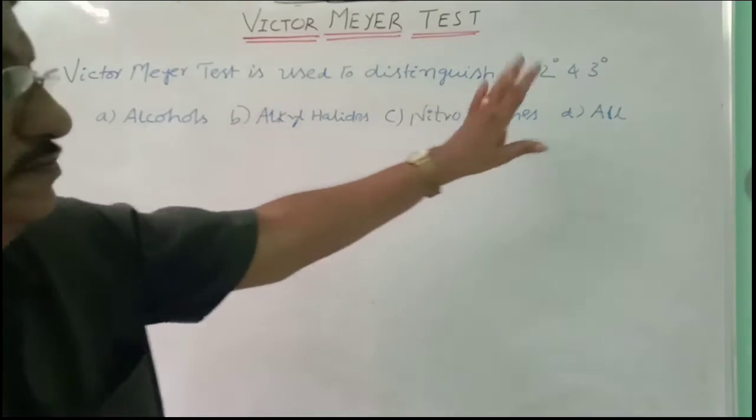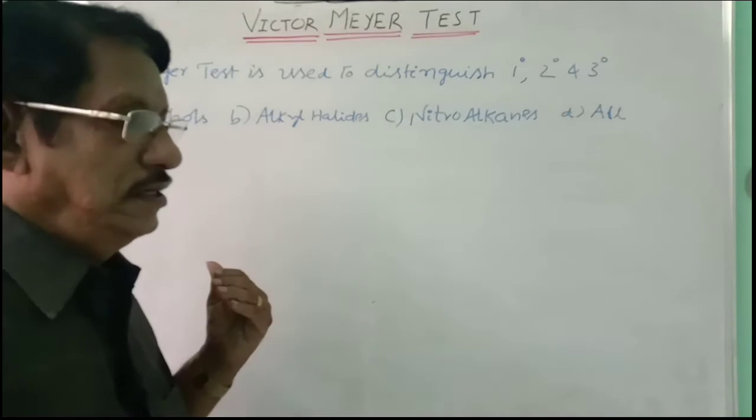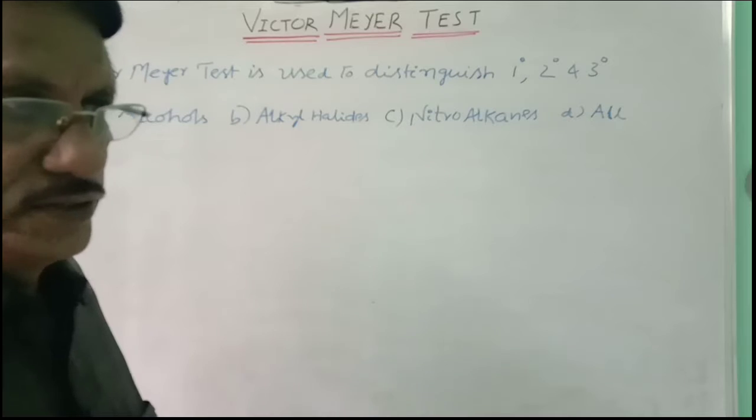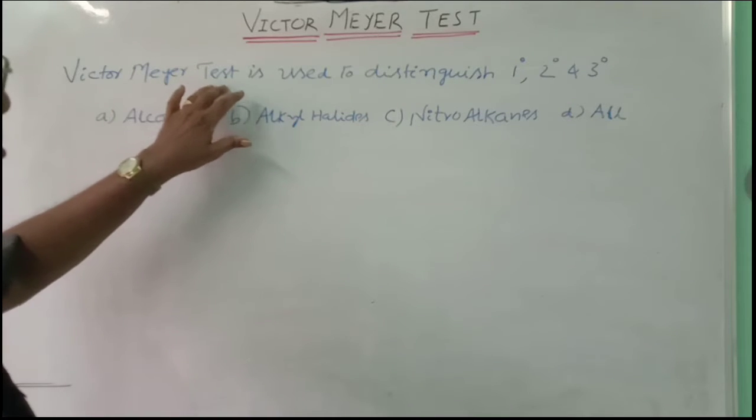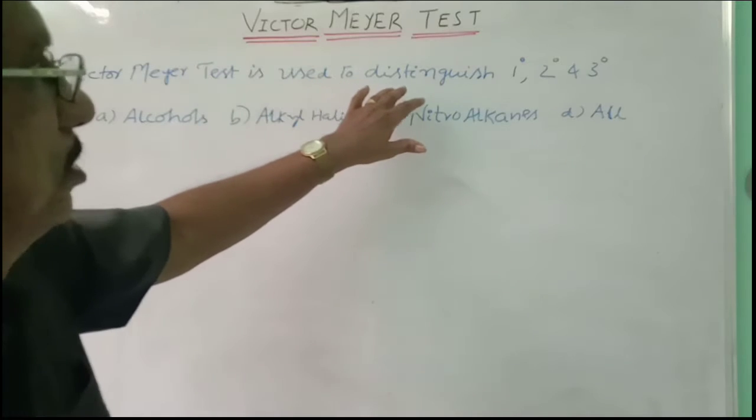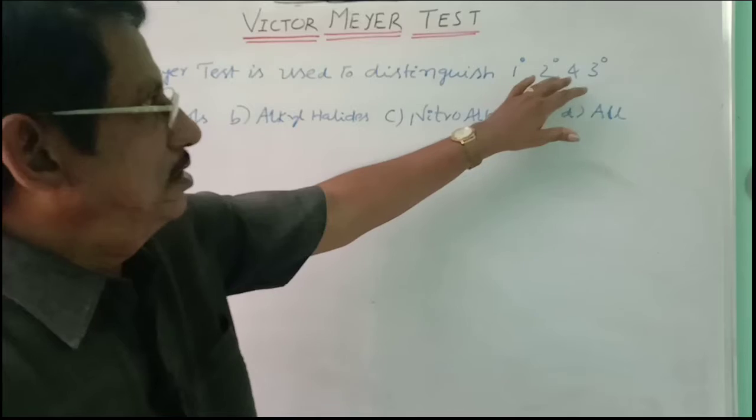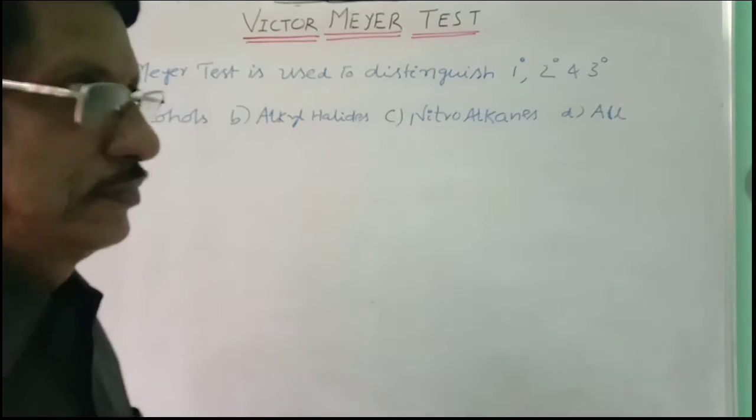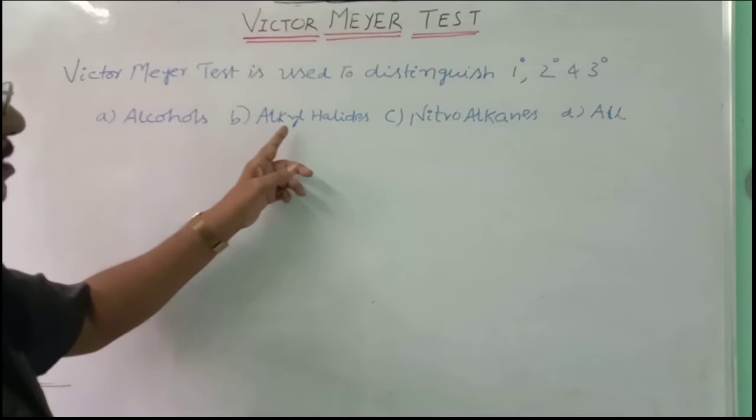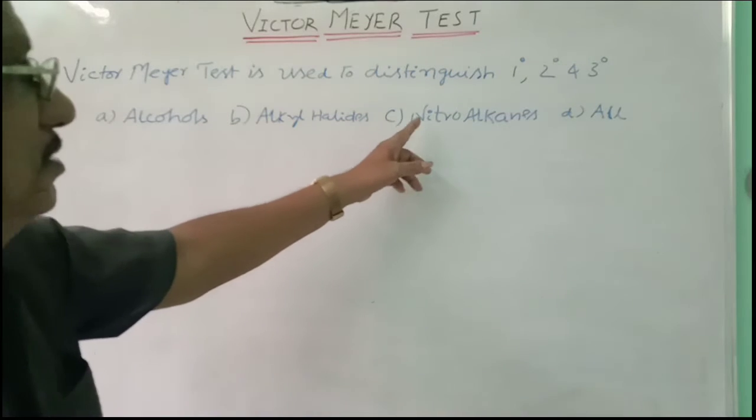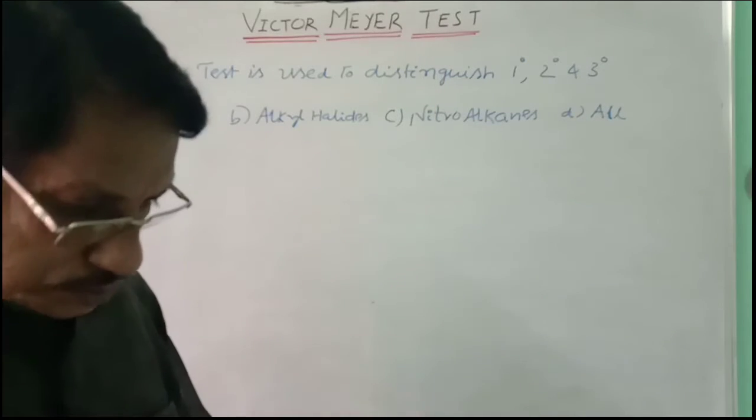See this question, multiple choice bit, generally asked in the previous competitive examinations also. Victor-Meyer test is used to distinguish primary, secondary and tertiary A. Alcohols, B. Alkyl halides, C. Nitroalkanes, D. All. Which is the correct one here?